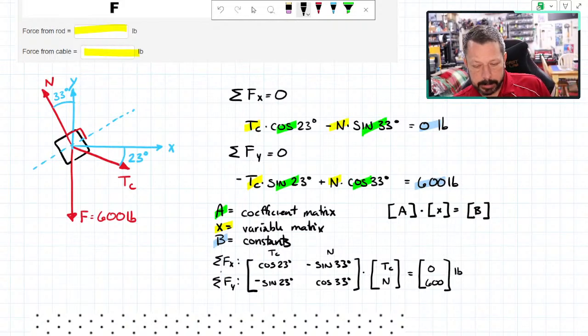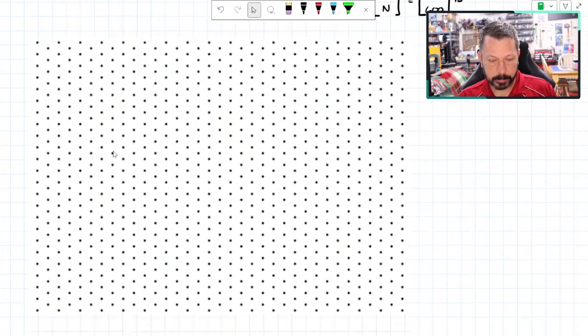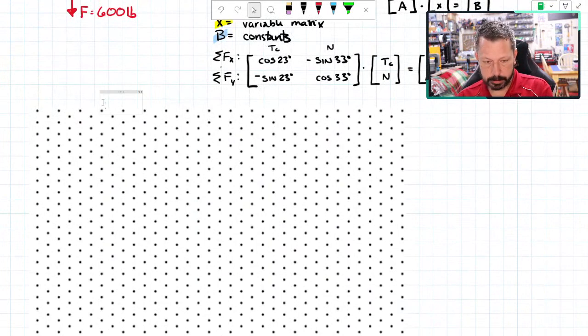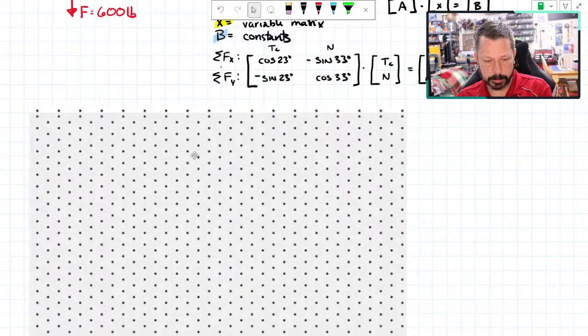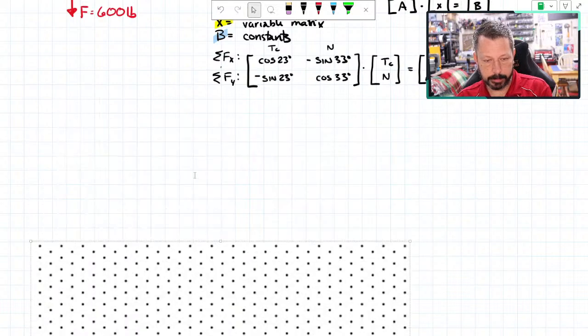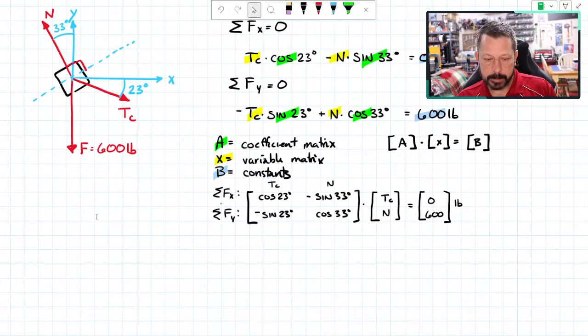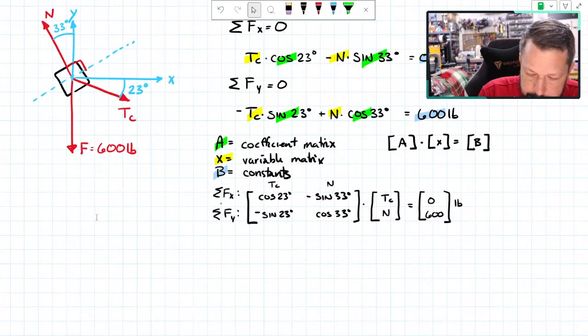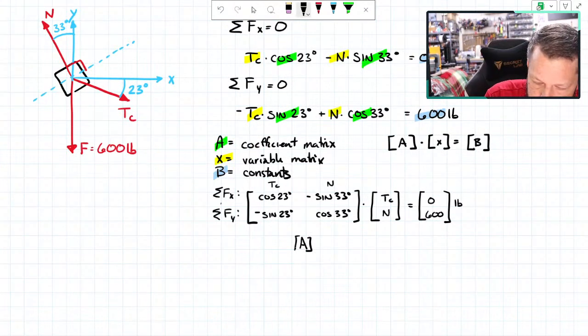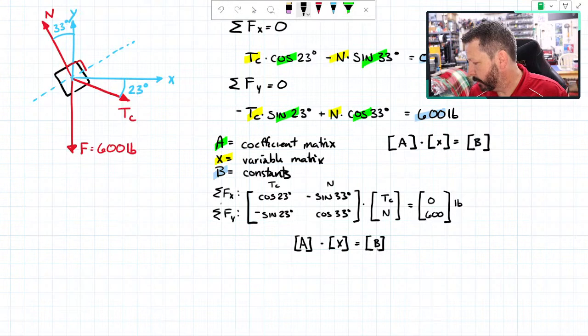Now those three matrices are the matrix version of the two equilibrium equations that we just wrote. Let's get some room here. Let's move that down. There we go. This is A times X equals B. That's what this is telling me.